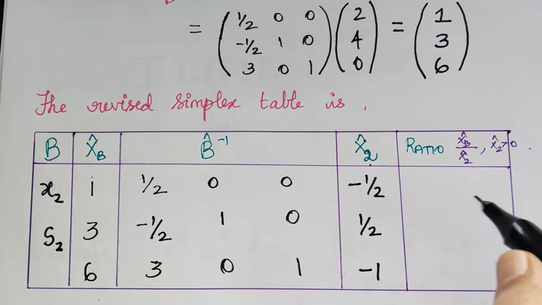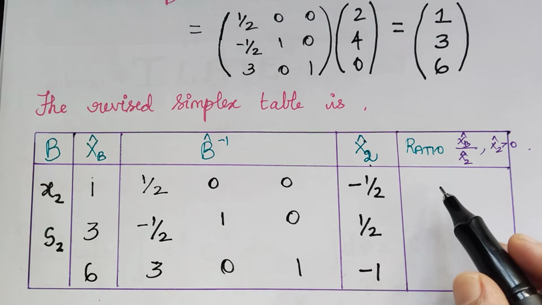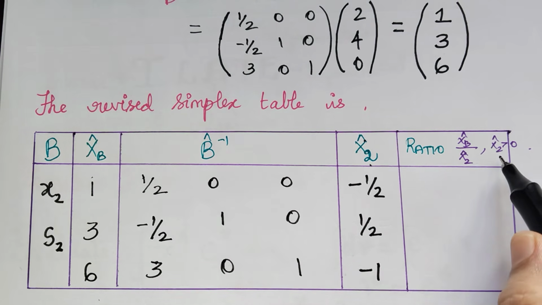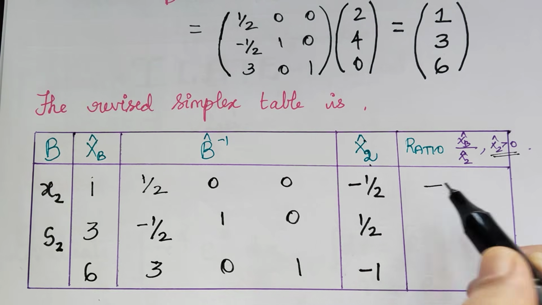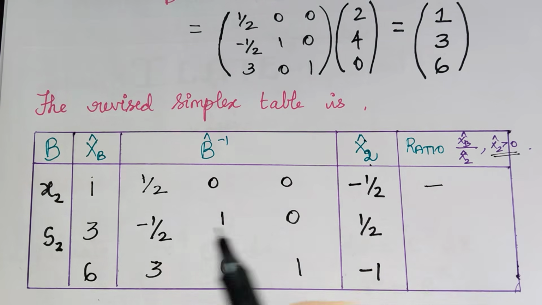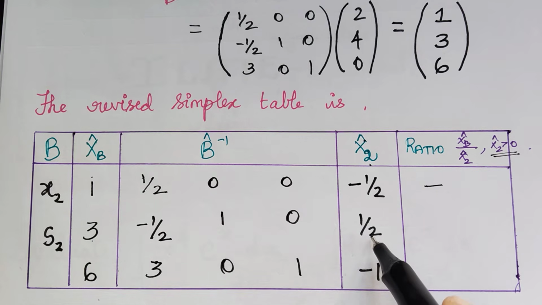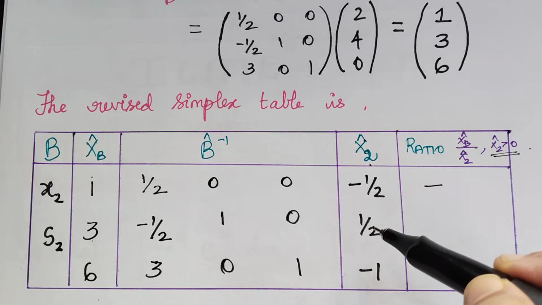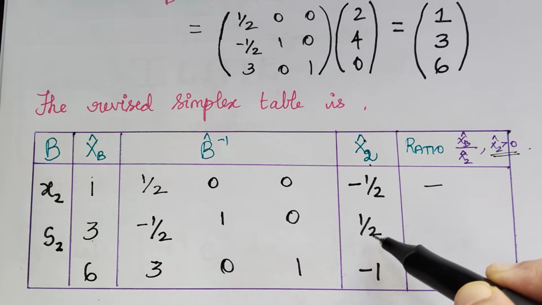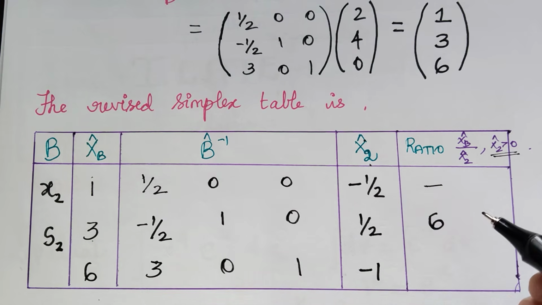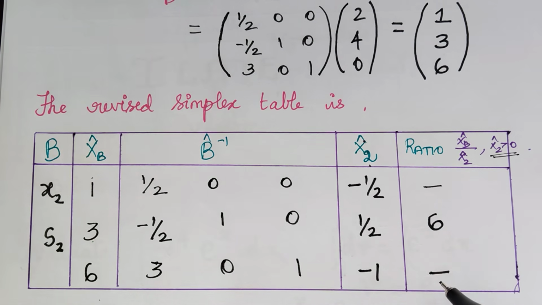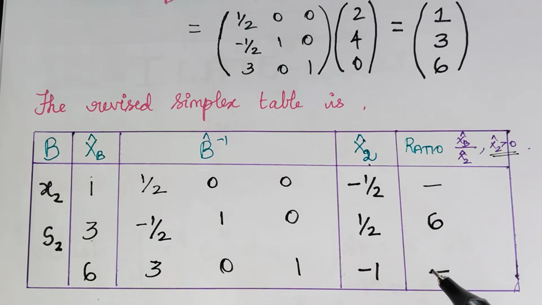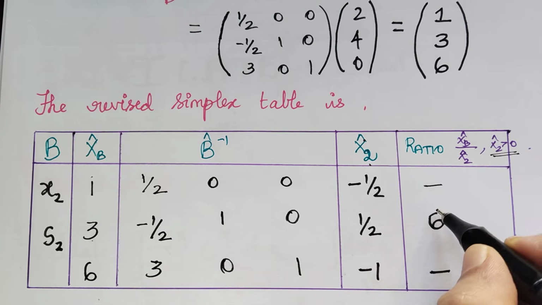So now we have to find the ratio. Now in order to calculate the ratio, x2 cap has to be positive. So it should be greater than 0, but this is negative, so we need not calculate here. Here it is positive, so xb divided by x2 cap. So 3 divided by 1 by 2. So the denominator of the denominator becomes the numerator, and 3 will be multiplied with 2, and so we will be getting 6 here. And here also we have negative, so this ratio will also not be calculated.